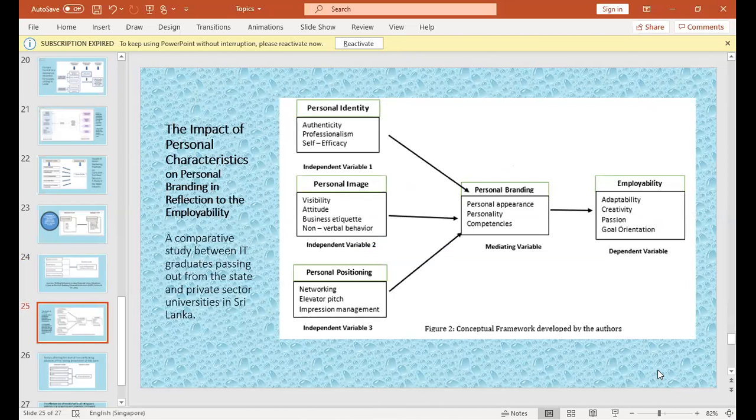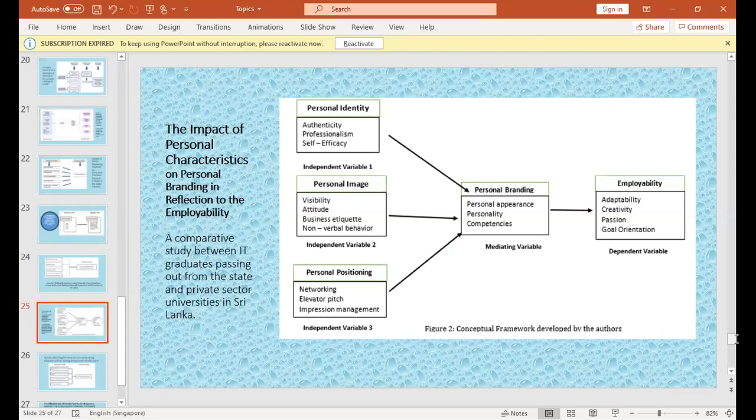The topic itself gives the respondents. Who are the respondents? IT graduates. So obviously you have a large respondent base. Therefore, this is a quantitative research.